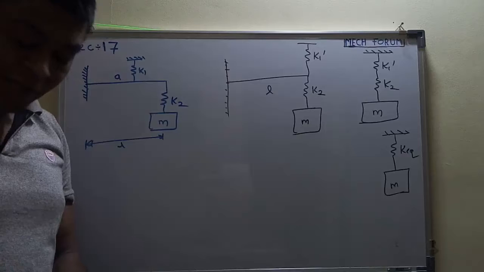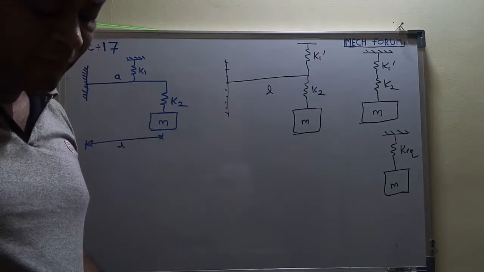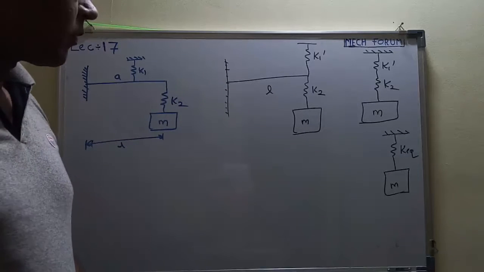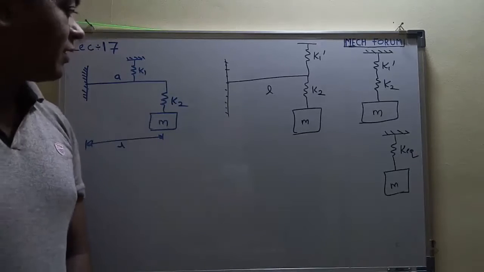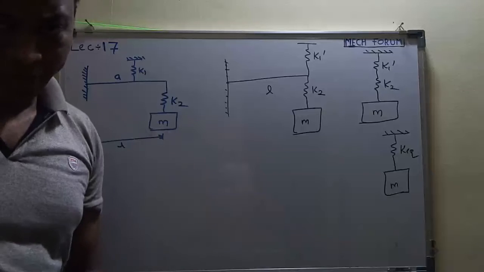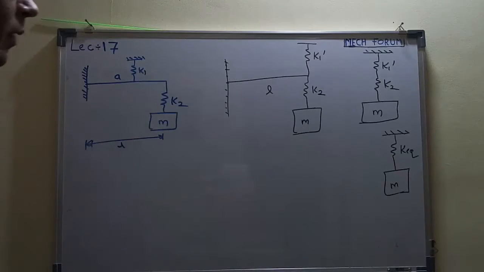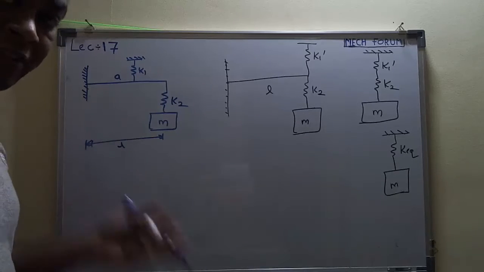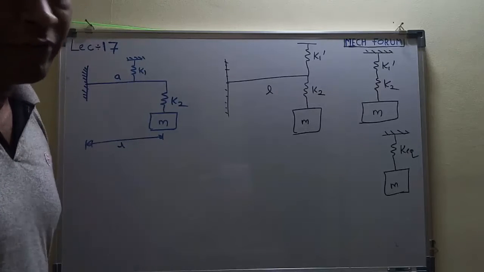Again we are going to solve one typical numerical using the fundamental of springs in series combination. Same fundamental that we have applied in lecture number 15, same type of numerical it is. First we understand what is the numerical. In this numerical again we have to find out the natural frequency.